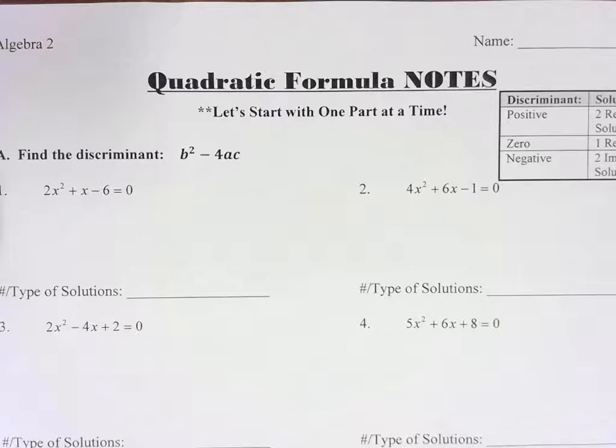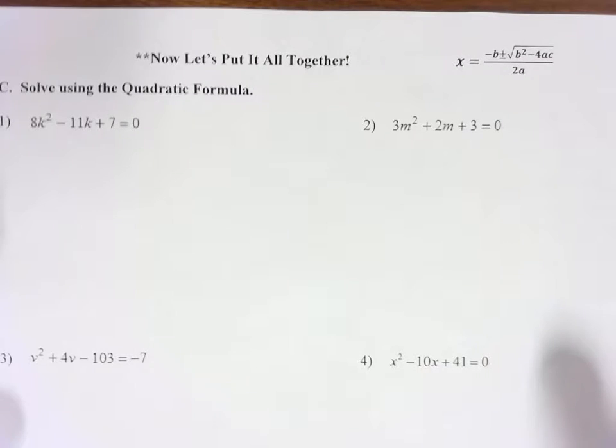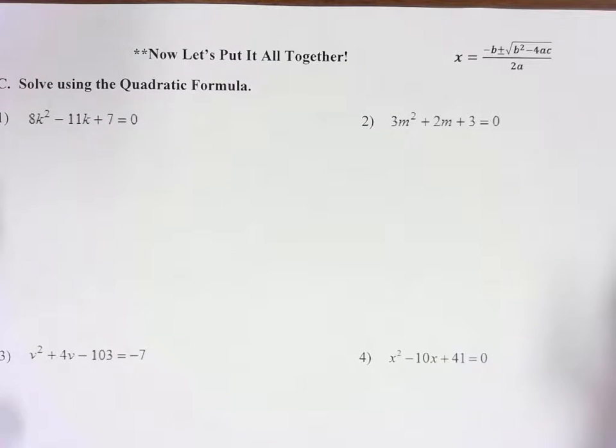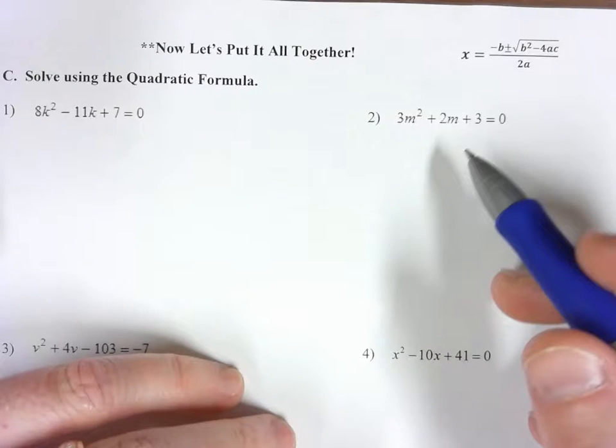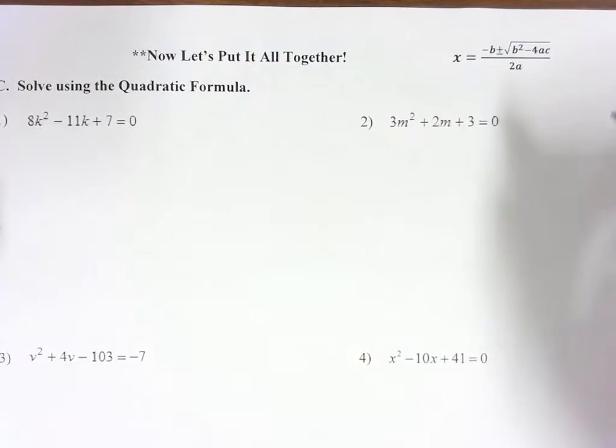Formula notes. Let's look at the back side. In problem number 2, 3m squared plus 2m plus 3 equals 0. We need to make sure that the equation is set equal to 0, which it is.